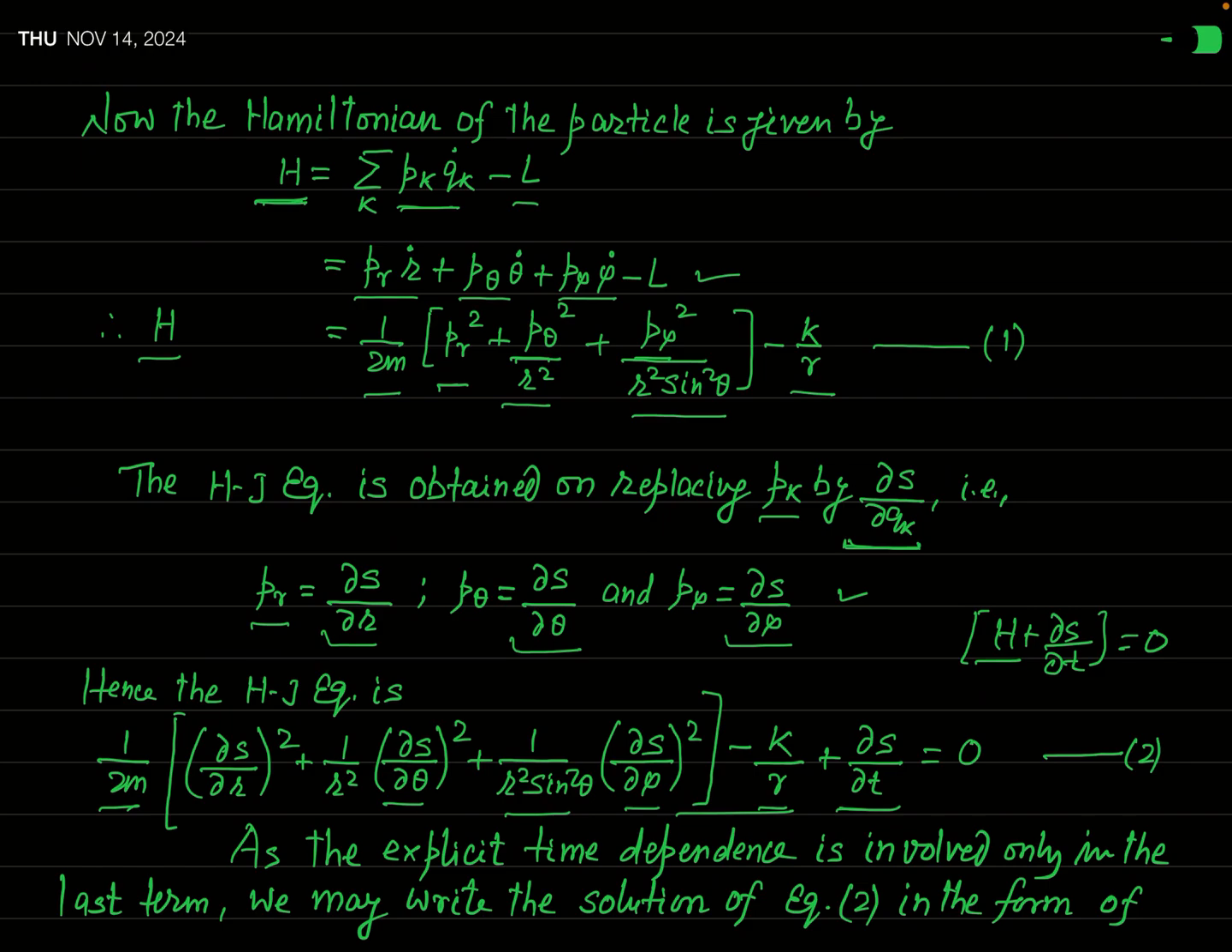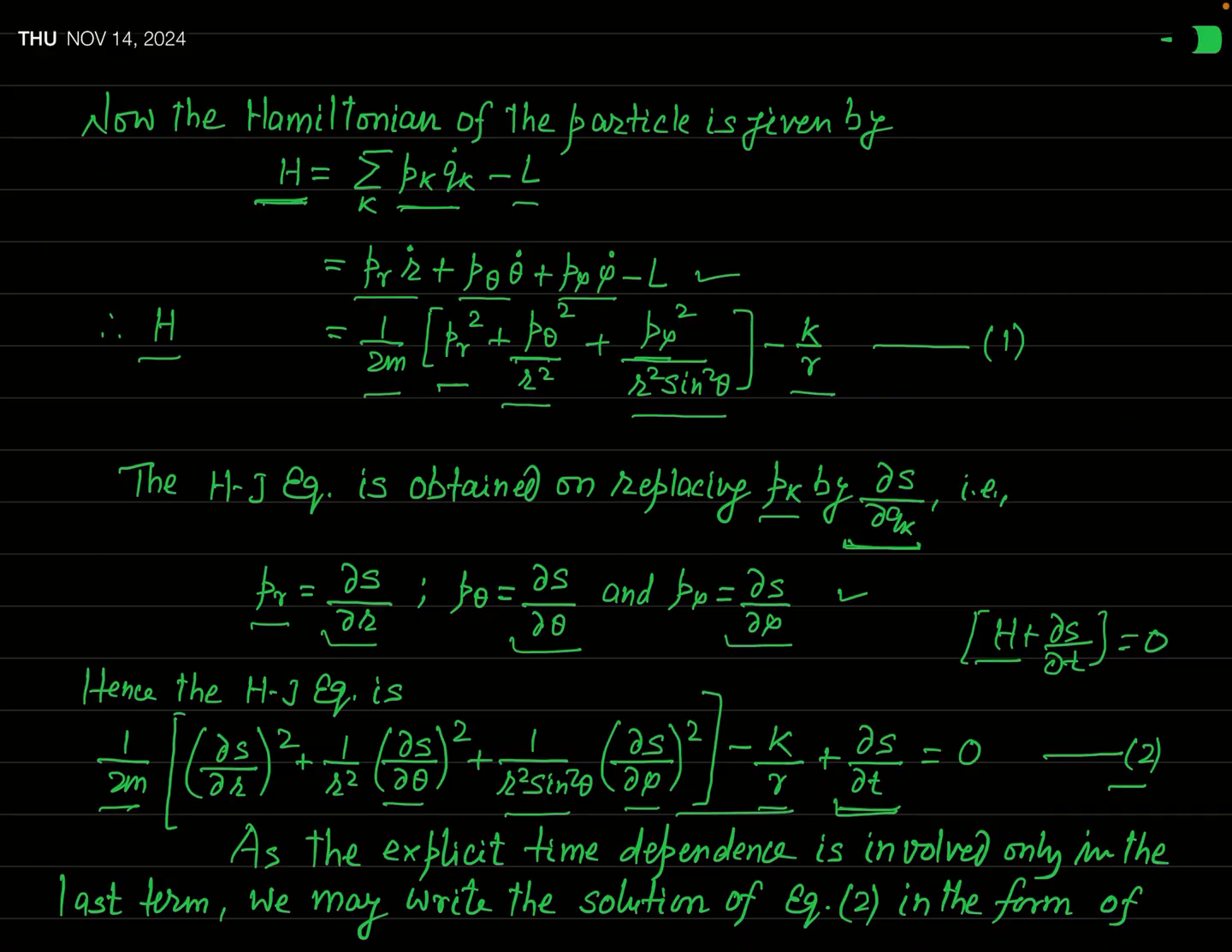Now you can see only this last term, that is del S by del T, depends explicitly on time. So the solution of this equation 2 may be found by using the method of variable separation. The variable separation method can be utilized to find its solution.